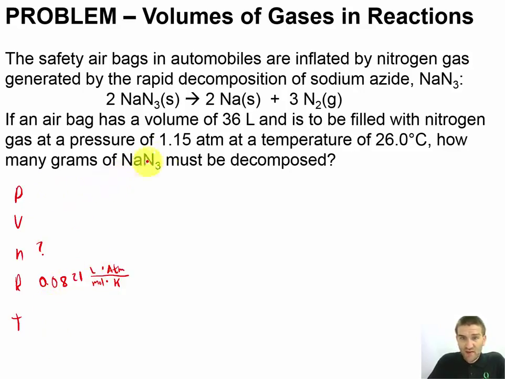Okay, and this will remind me what I need each of these units to be. For pressure, I was given 1.15 atmospheres, which matches up with the unit that I need, so I'm set to go for that portion. For volume, I have 36 liters, and that matches up with my ideal gas constant's units as well. For temperature, I am at 26.0 degrees Celsius. I need to be in Kelvin. Remember that to convert between Celsius and Kelvin, we add 273 to go from Celsius into Kelvin.